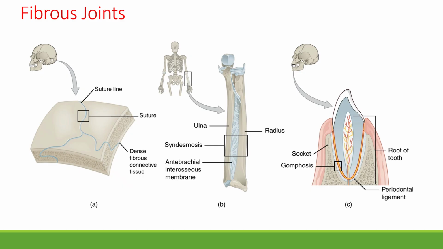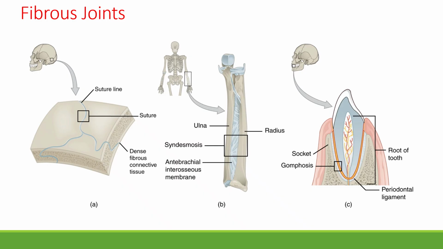And so there's some pictures for you to look at. A suture, again, you saw these in the skull, and that's where you have two bones that are literally right next to each other, and they're sewn together with this piece of connective tissue, so they're pretty sturdy.